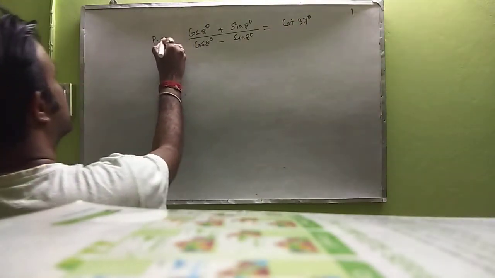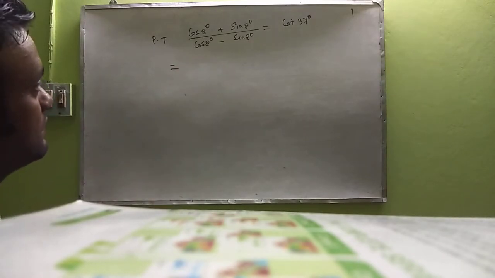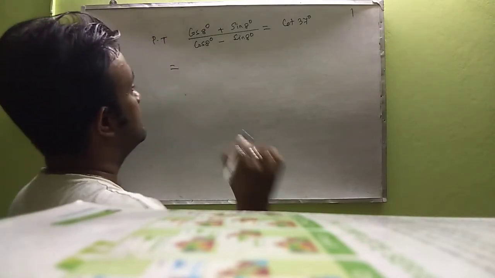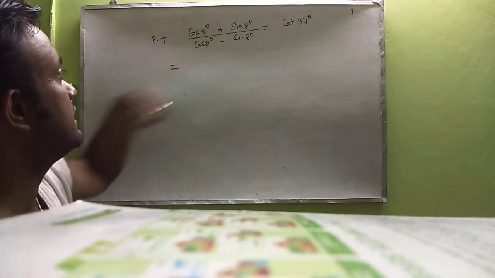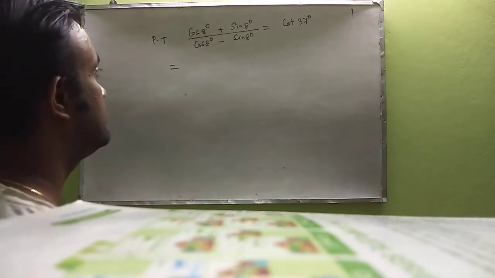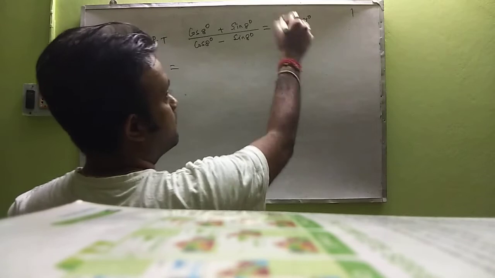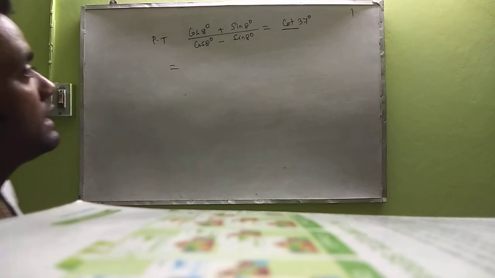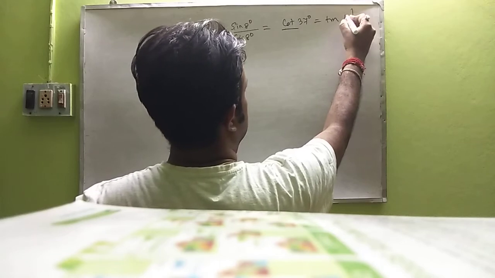We have to prove this sum. To solve it, we first see some terms, that is cos 8 and sin 8. If we divide numerator and denominator, here we see that only cos and sin are present, but we have to prove the term which is in terms of cot. It can be tan of 90 minus 37.